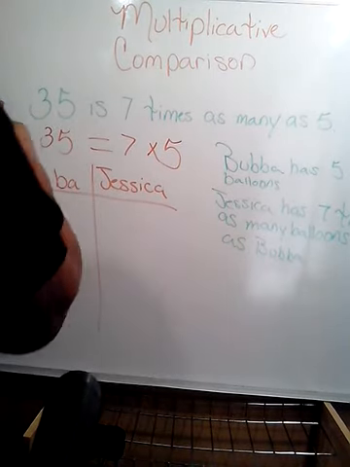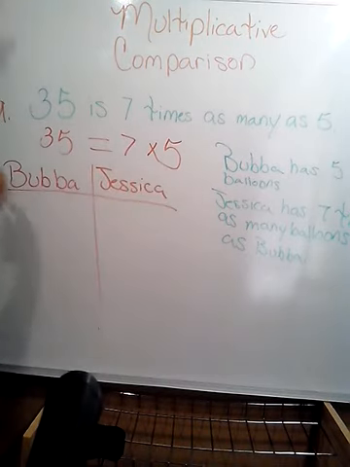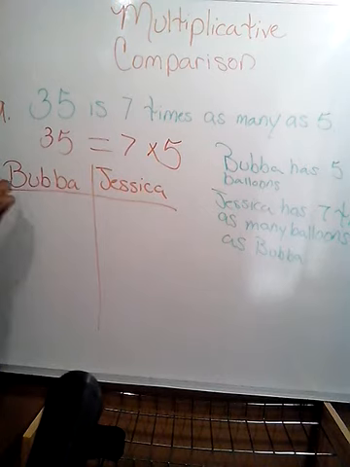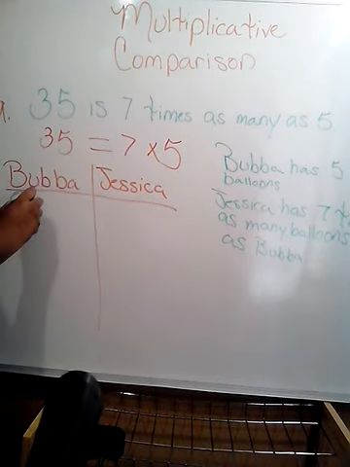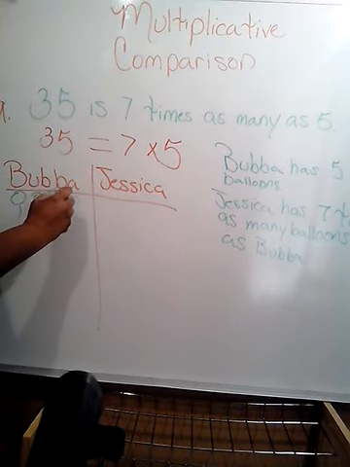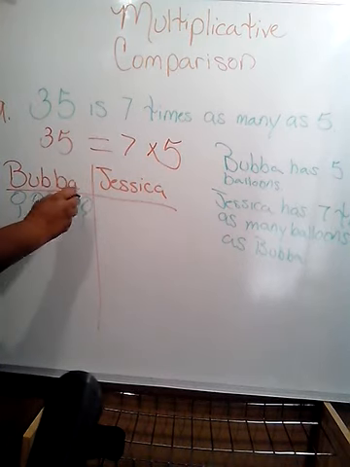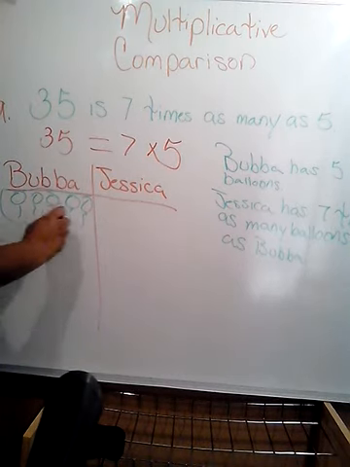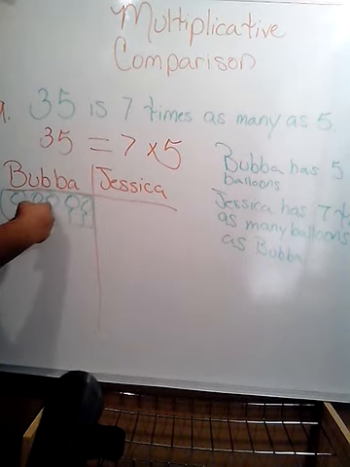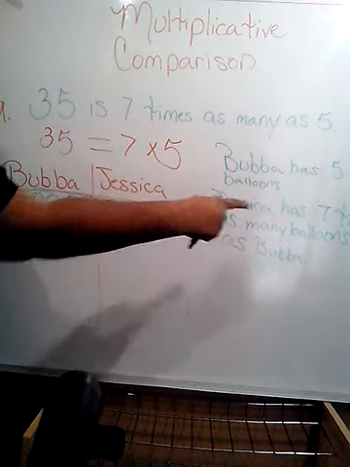So Bubba has 5 balloons. So that's what it says right here. Bubba has 5 balloons. So I'm going to draw his 5 balloons here. 1, 2, 3, 4, 5. Okay, Bubba has 5 balloons. 1, 2, 3, 4, 5. Jessica has 7 times as many balloons as Bubba.